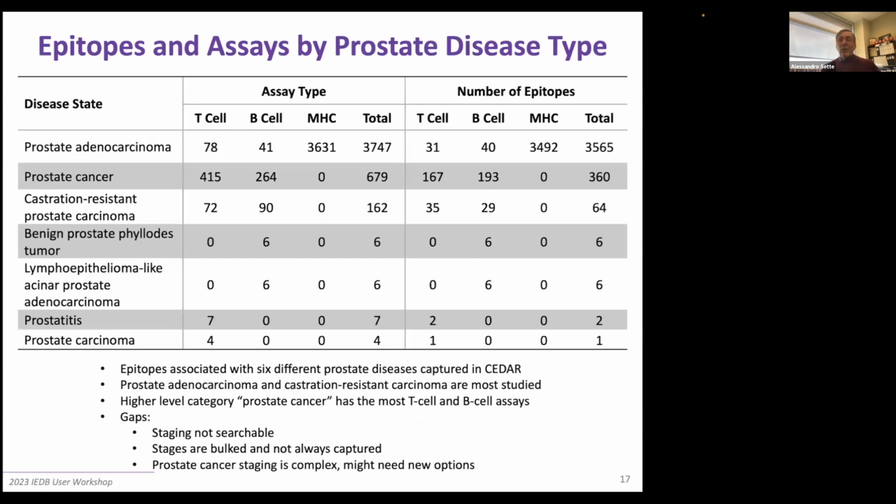One other point in terms of the CEDAR, we classify the type of disease associated with the cancer. And this shows that despite the fact that there are many different grades and types of prostate cancer, that information is not very adequately represented. It's not because we don't want to curate it, but the papers really don't often provide that level of granularity.